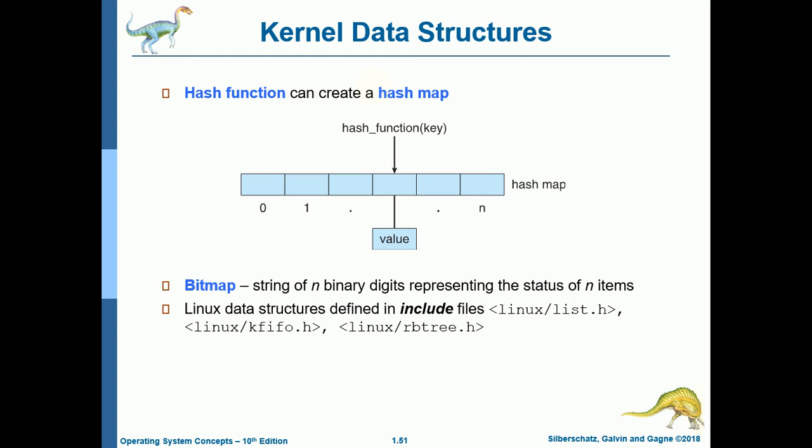Okay, so a hash function can create a hash map. A hash function takes data as its input, performs a numeric operation on the data, and returns a numeric value. And then a hash map associates key-value pairs using a hash function. A bitmap is a string of n binary digits representing the status of n items. So Linux data structures are defined in include files such as linux/list.h, kfifo.h, and rb3.h.